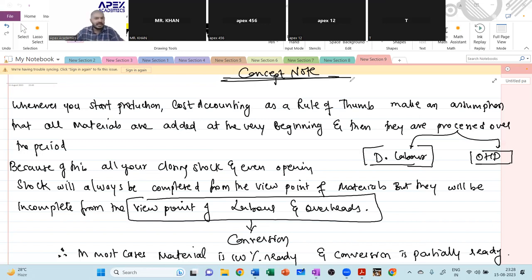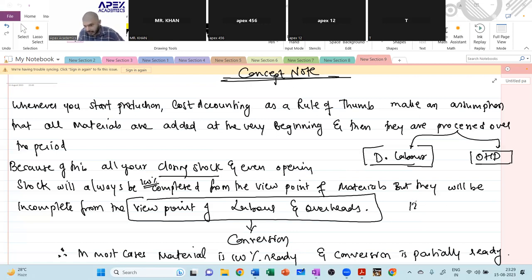Yes or no, please tell me that. Have you understood what note I have written over here? That materials are ready, but what is not ready? The conversion is not yet ready. Do you understand this? Yes, sir. So even when I say that materials are ready, that means closing stock and even the opening stock will always be completed, 100% ready from the viewpoint of materials.